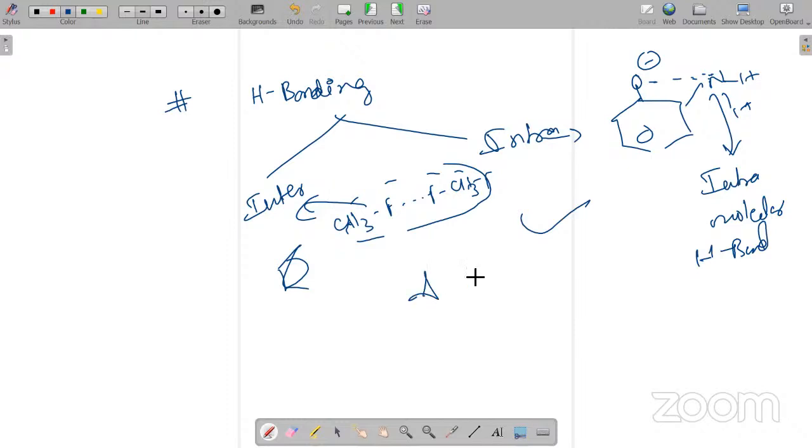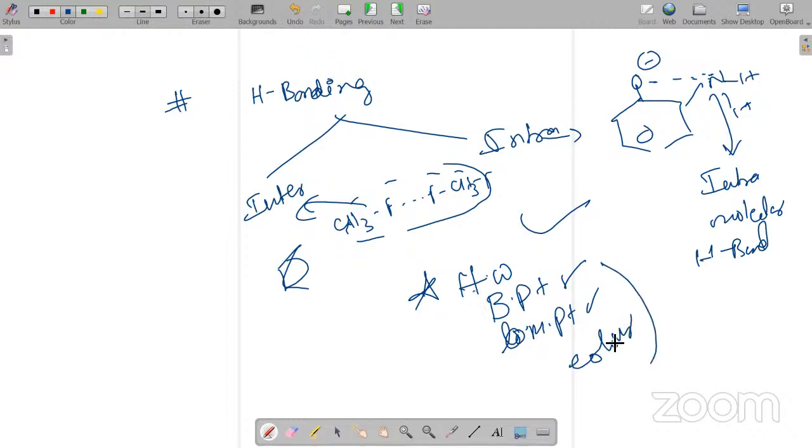And homework for you from here: which one will have the higher boiling point, and what about the melting point? And color, color will not be affected. Compare melting point and boiling point in the case of hydrogen bonding.